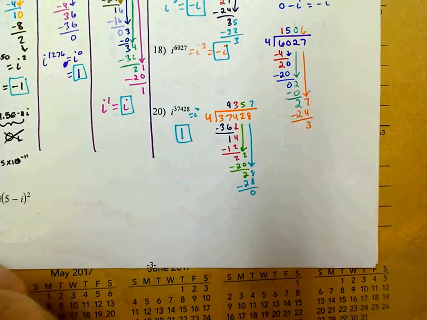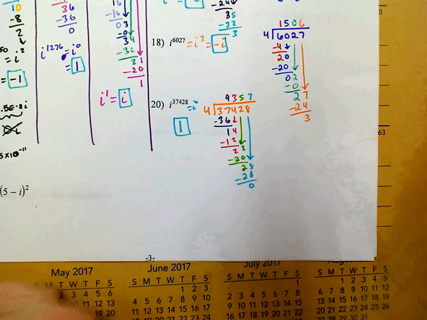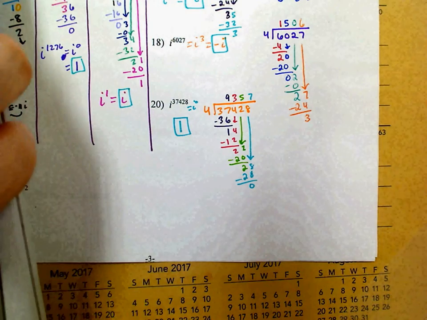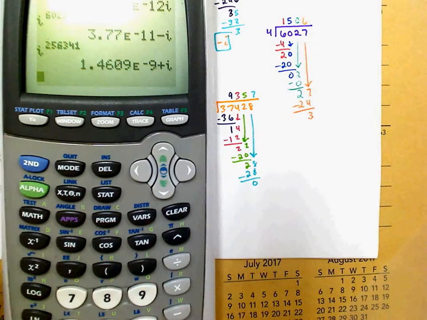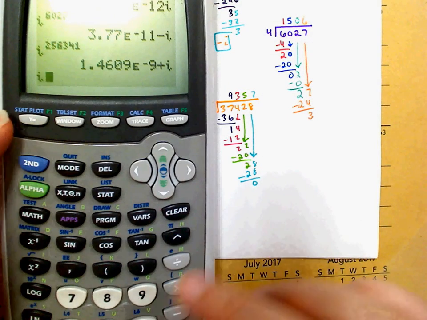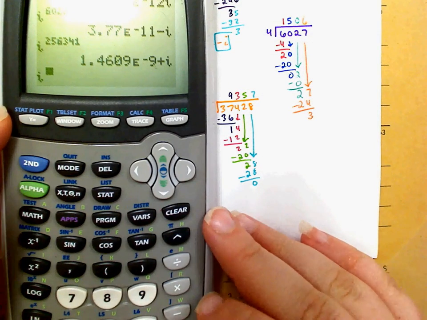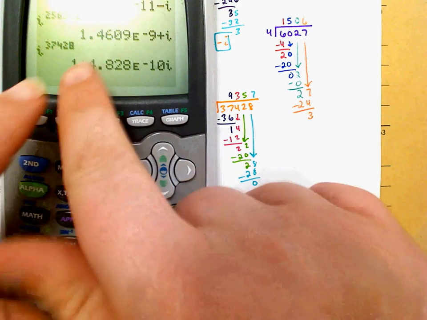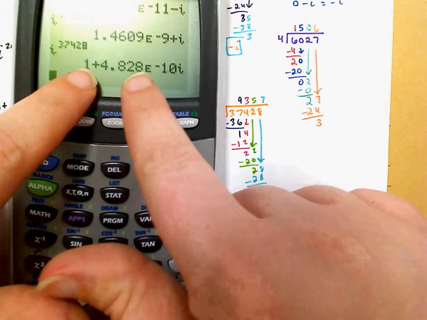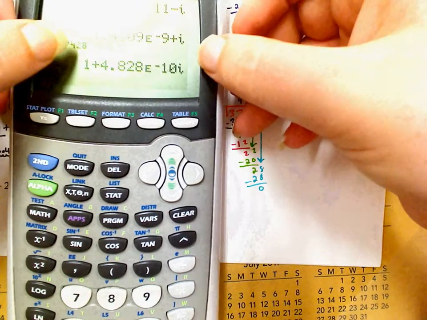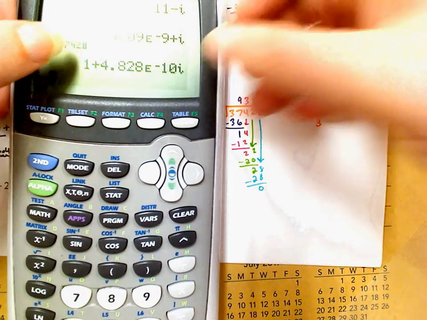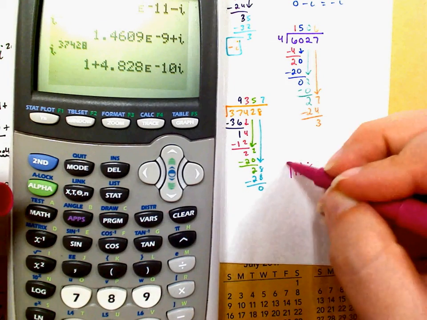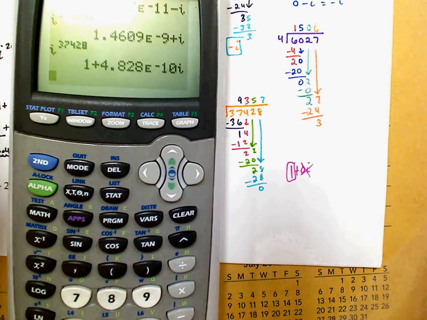Anytime I have anything to the 0 power, it is 1. So let me go ahead and check that. I've got I raised to the 37,428, and I get 1 plus 4.828e negative 10. So 1 plus 0I, and 1 plus 0I is just 1. Okay, so that is that for the powers of I.